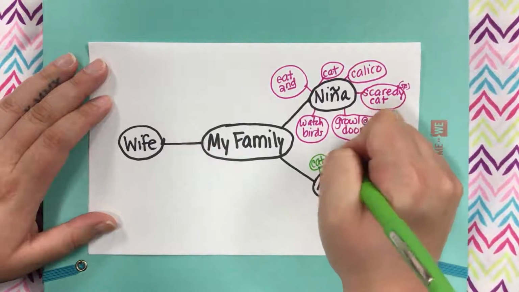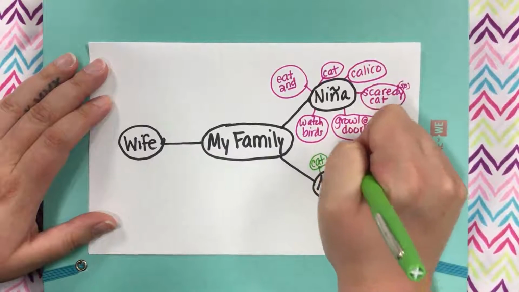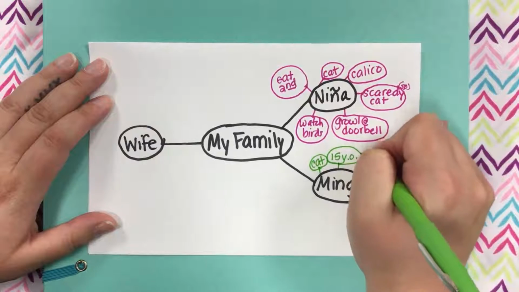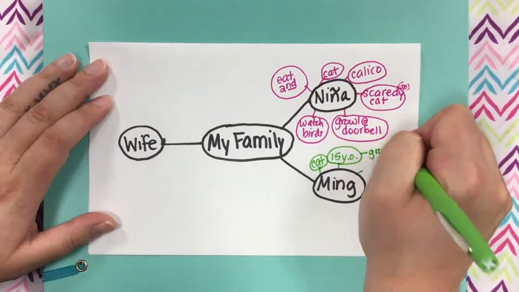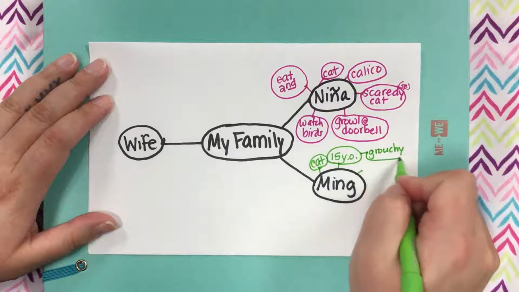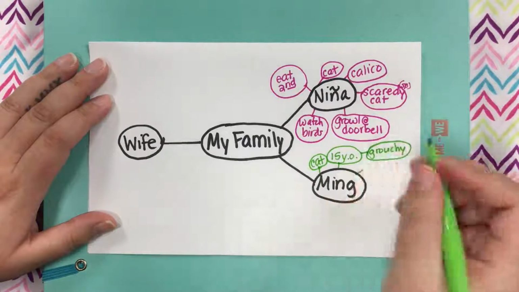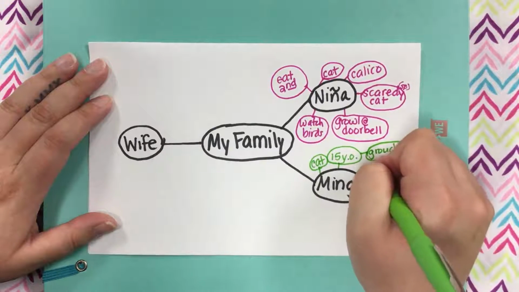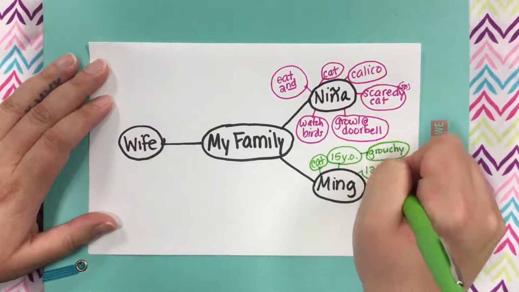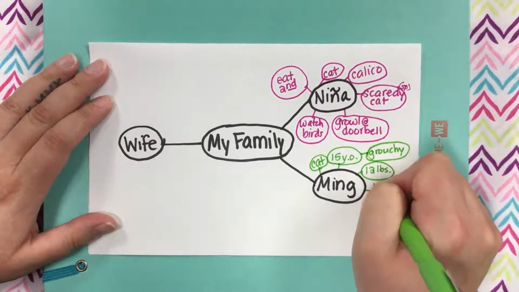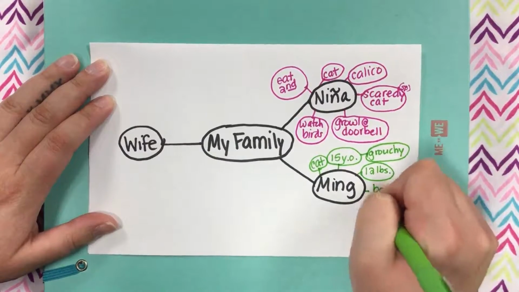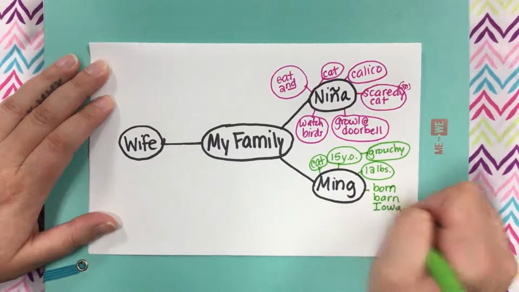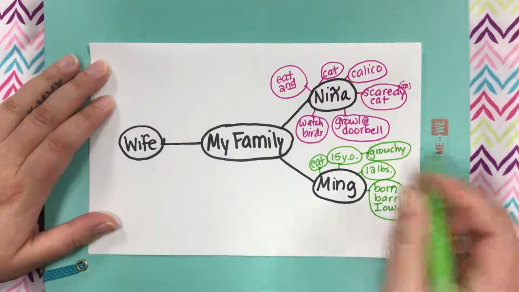So Ming is also 15 years old. So she's also a little grouchy because of her age. So I'm going to add that to the 15-year-old part to branch off because they're kind of connected. But coming back to just Ming, she is 12 pounds. She was born in a barn in Iowa. And I first got her from a friend.